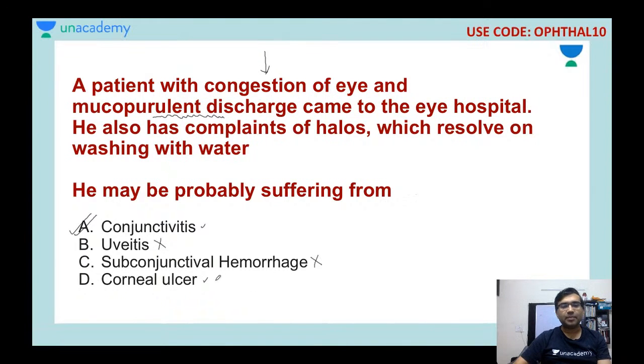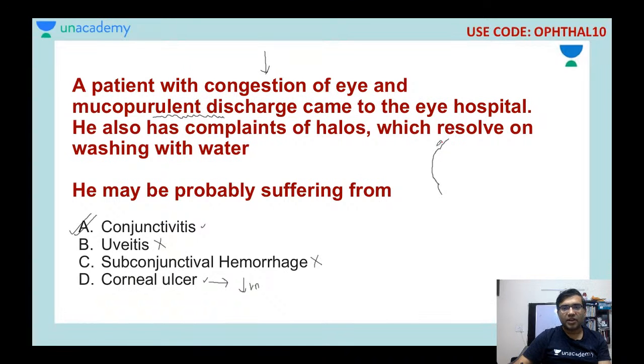Now, whenever the patient is having a corneal ulcer, he would also have decreased vision. Okay, the patient would also be having a decreased vision. He does not only have a mucopurulent discharge. There is no history of decreased vision here. But the patient is having halos. Why are the halos coming? Because of the conjunctivitis, what is happening is the mucopurulent discharge comes in front of your cornea.